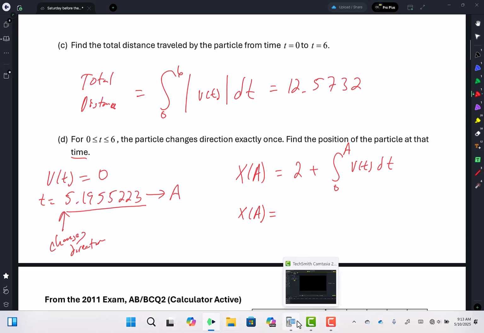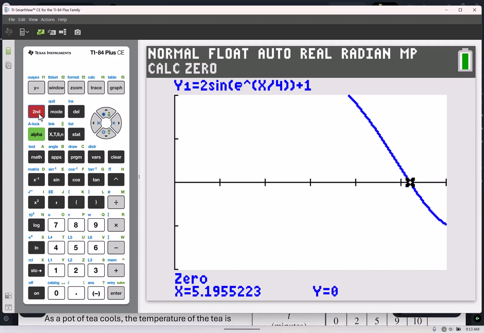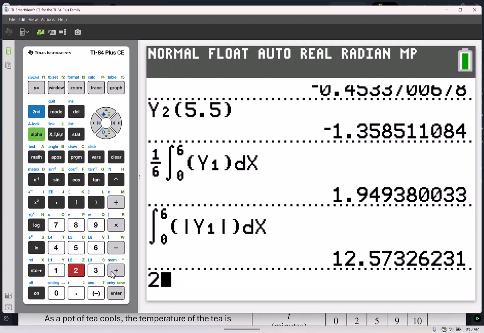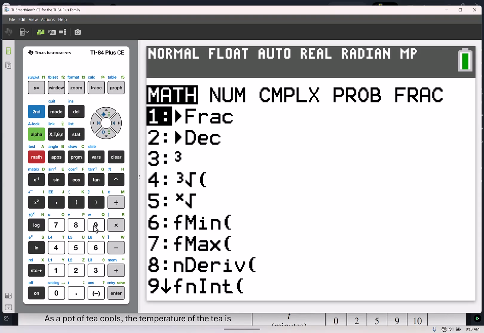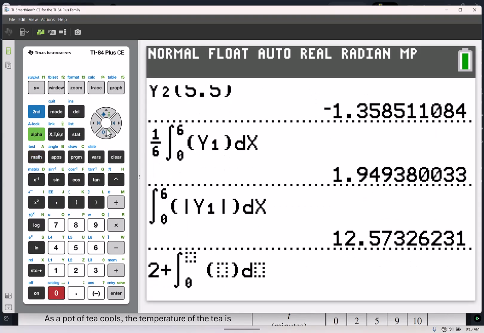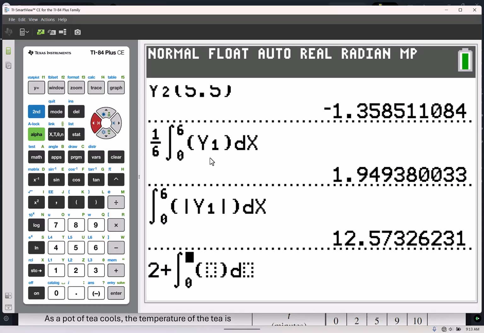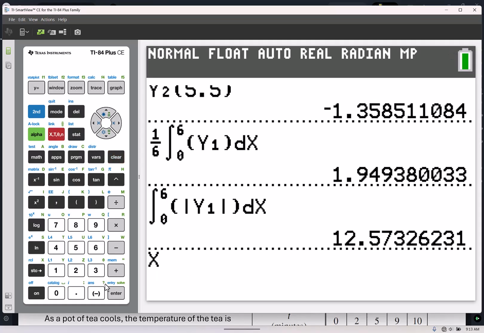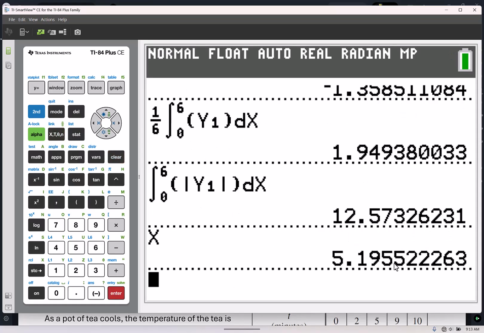So here we go. I'm going to go second quit. 2 plus math 9, 0 to, was it 6? Oh, I never stored it to A. Look at that. So I'm going to clear this first because I never stored it. X, let's see if it's still there. Was it 5.1955? Okay, store to alpha A. And then now we're good.